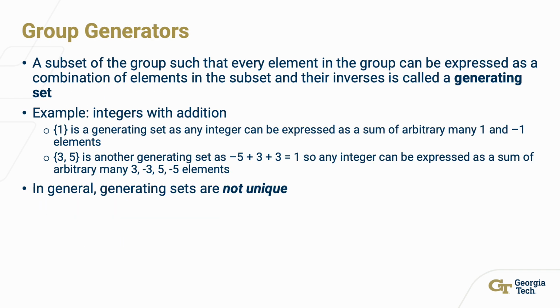Another key aspect of groups are generators. A subset of the group where every element in the whole group can be expressed as a combination of elements in that subset is called a generating set. An example here is the integers with addition. One is a canonical generating set of any integer because we can write any integer as a sum of ones and negative ones. There's another example here that's 3 and 5 because we can use those to create a 1. In general, generating sets are not going to be unique, and there will be many for any given group.